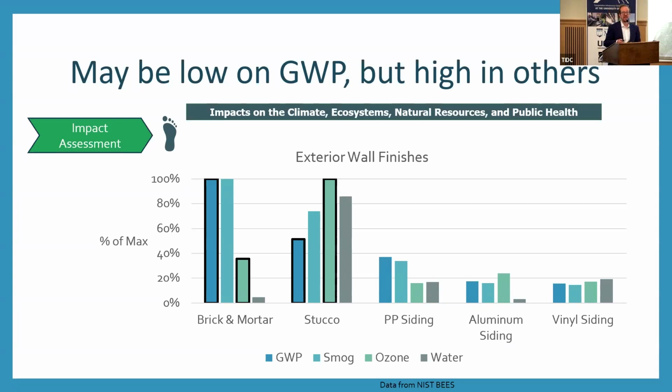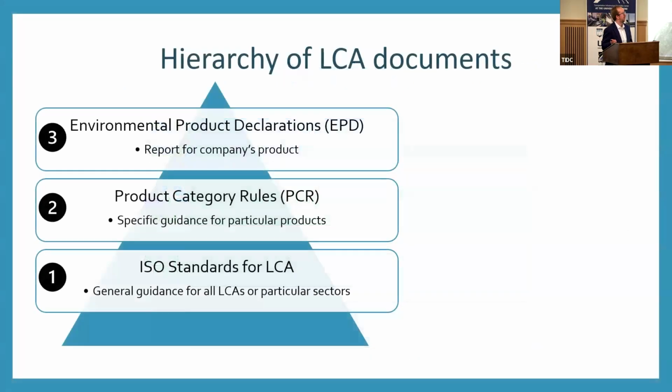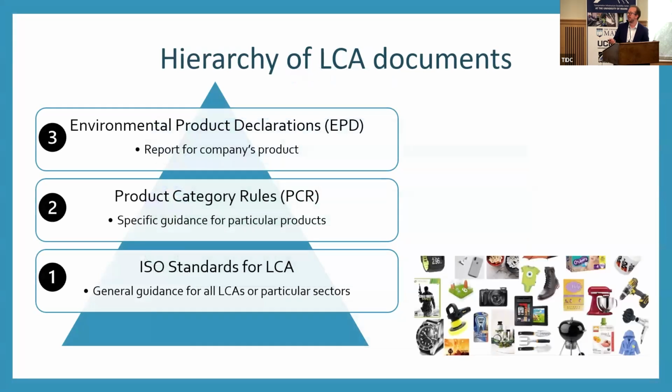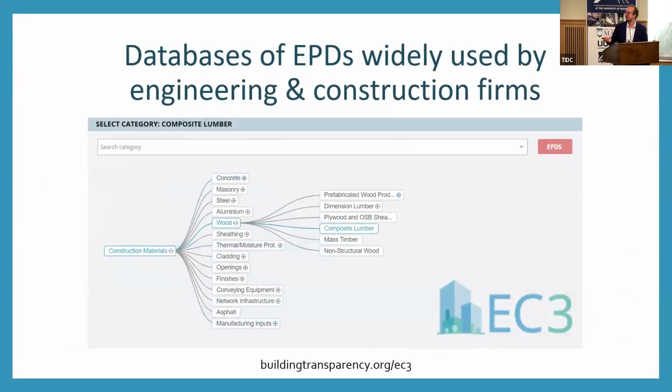The other more complicated thing to figure out is how much do each of these impacts matter? So in terms of PCRs and EPDs, we have standards for LCA that go across all the sectors. For instance, I bought a blender because I like smoothies. So maybe there'd be a product category rule for blenders so that everyone in the industry does it the same way. And then an EPD is a document that would look at one specific manufacturer and model. So there are databases out there such as EC3, embodied carbon, that help construction firms and engineers find these data.